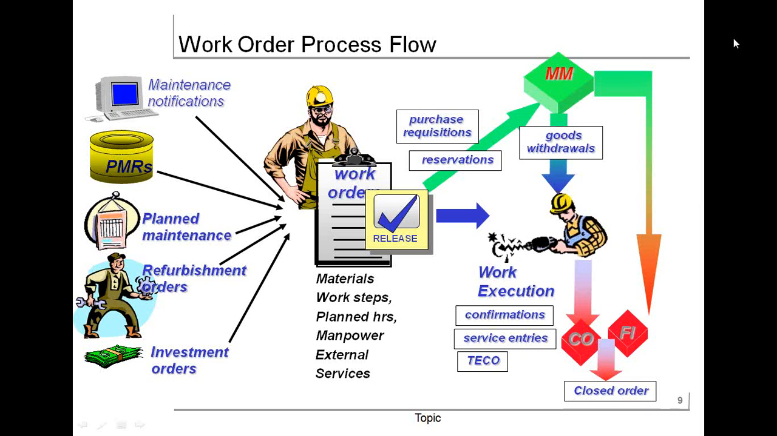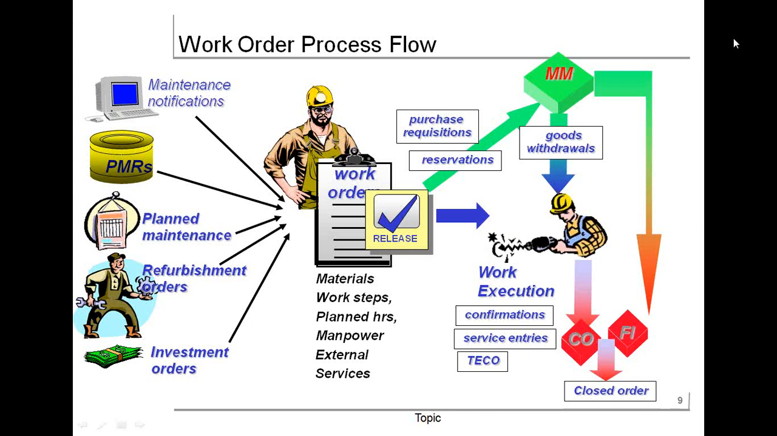Whenever you release a work order, it will trigger a reservation and a purchase requisition to the material management team. Reservations are created for the stock material. Purchase requisitions are created for the non-stock material. If you don't have stock, a PR, purchase requisition, will get created, and those purchase requisitions are converted into purchase orders in the material management team and sent to the vendor. From the vendor, we receive the goods. Reservations are sent to the store, and from the stores, we receive the goods. So these activities will happen in the MM module.